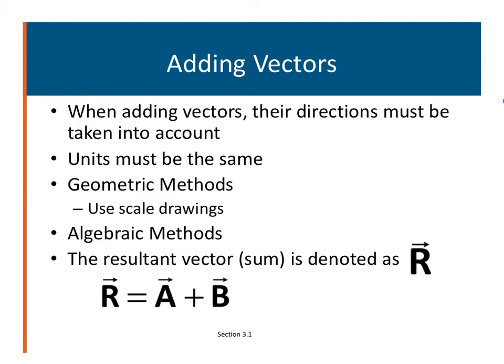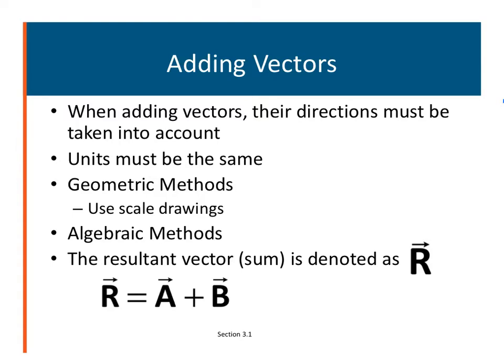And we'll do that to help us add these vectors together. And when adding vectors, we have to take their direction into account. In one-dimensional motion, we did that, but it was just positive or negative. Well, now it's going to be more than positive or negative. It could be in both the x and y direction. Their units have to be the same. So we have to add meters to meters, meters per second to meters per second. We cannot cross over units.